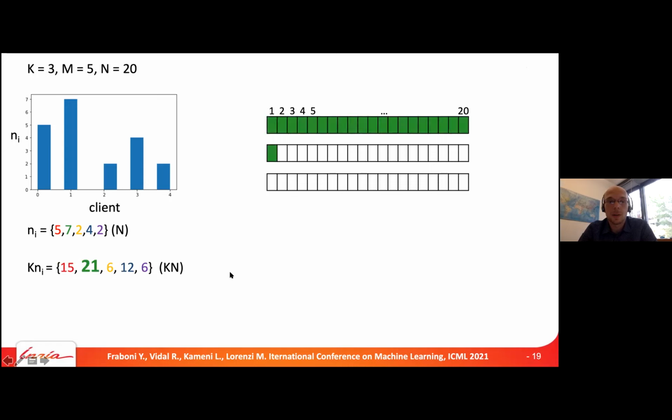Well, the intuitive thing to do is we start from the largest one, and we fill the first bucket with all the elements of the largest client. So it's 21, so we fill one bucket completely, and the second one only one element. And then we move to the next one, so 15 items, we fill it, and then we move to the next one, and so on.